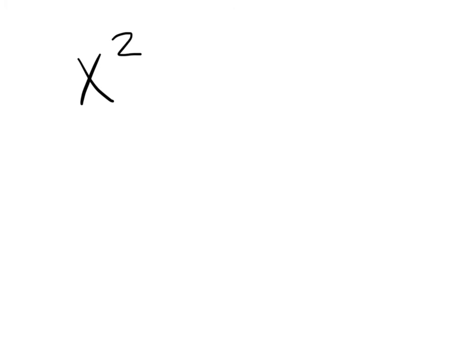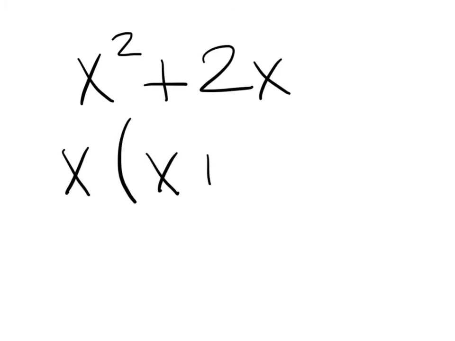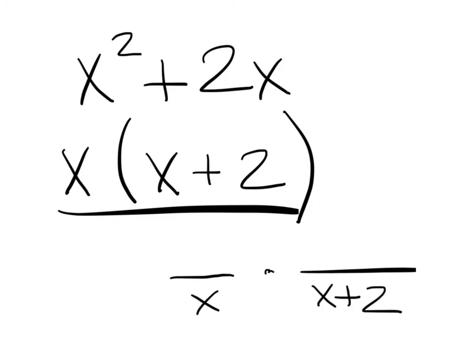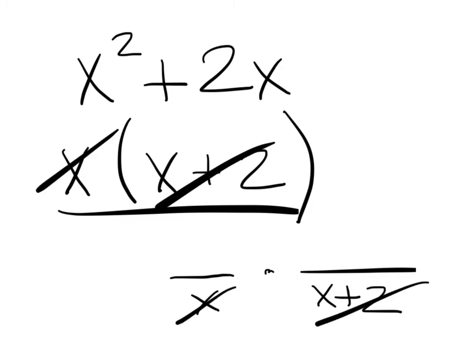If you have something like x squared plus 2x, you can take an x out of both of them and get this. You might need to do this, or you might not. If you have something somewhere else with an x plus 2 on the bottom, or even just an x somewhere that could cancel out, you might be able to do this at some point if it's needed.